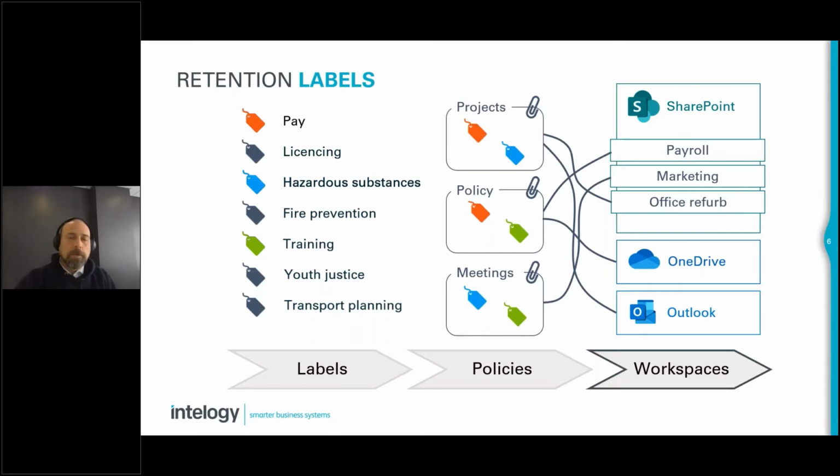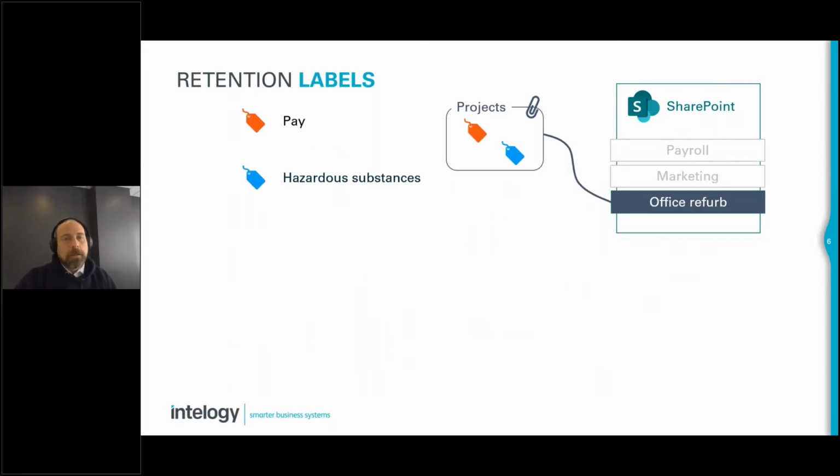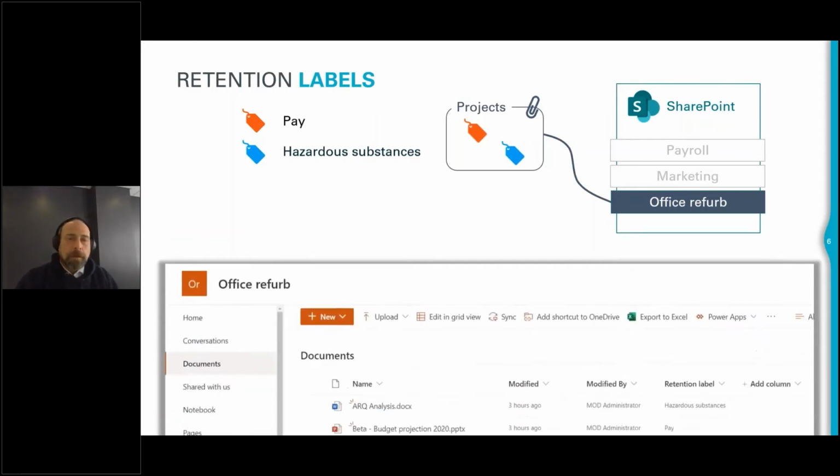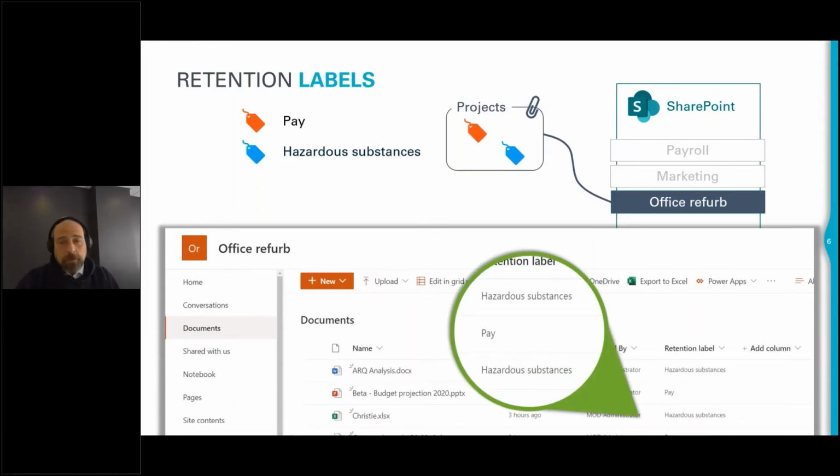So to zoom in a little more, take this Office refurb site here, just a standalone SharePoint site. It's only got the two retention labels that are associated with the label policy that have been made available to staff in that site. So from a user perspective, you see the labels. You actually see them as metadata that you can apply to the content inside this Office refurb site. The other retention labels that are available in other parts of the tenancy are not available here.